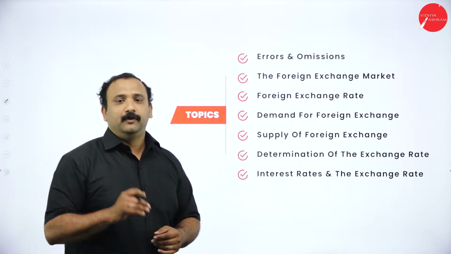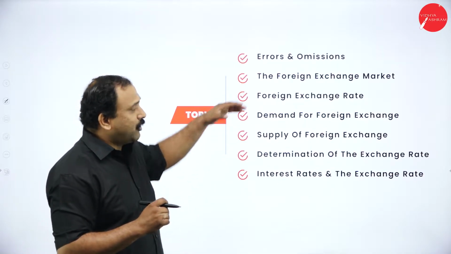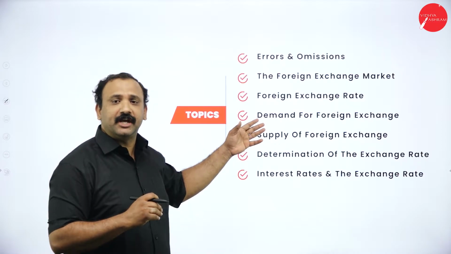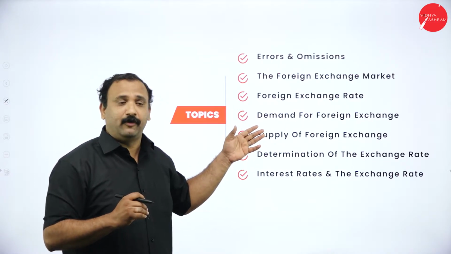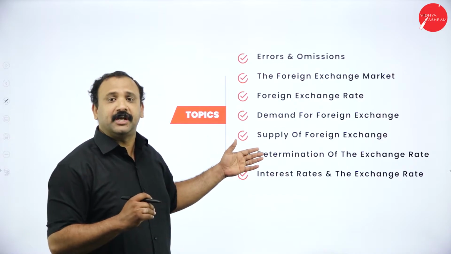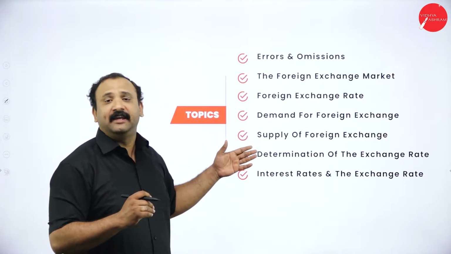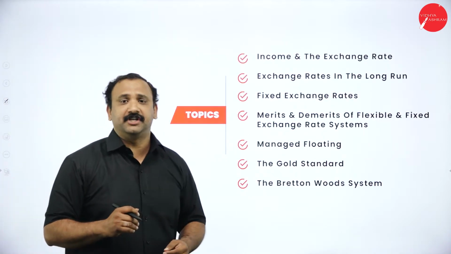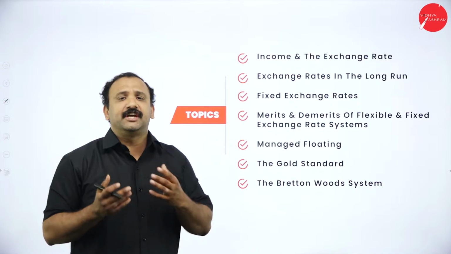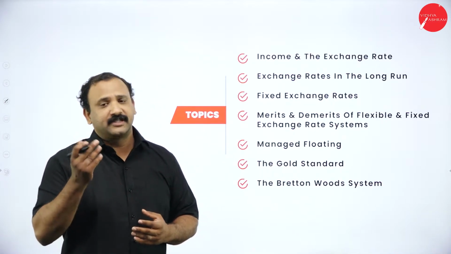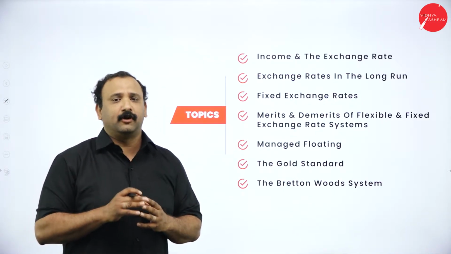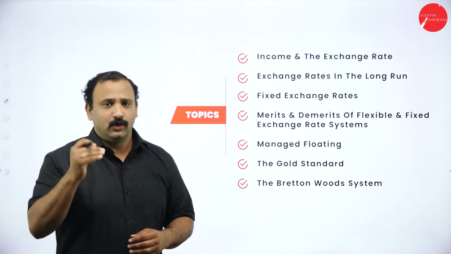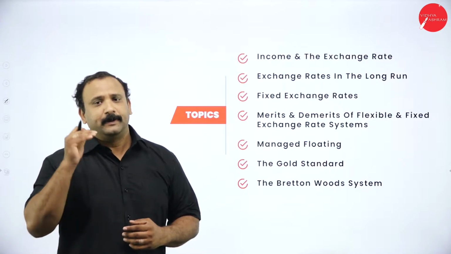The topics are errors and omissions, the foreign exchange market, foreign exchange rate, demand for foreign exchange, supply of foreign exchange, determination of exchange rate, interest rate and the exchange rate, and we are also going to look into income and the exchange rate. What is an exchange rate in the long run, fixed exchange rate, merits and demerits of the flexible as well as the fixed exchange rate, managed floating, gold standard, and not to forget the Bretton Woods system.